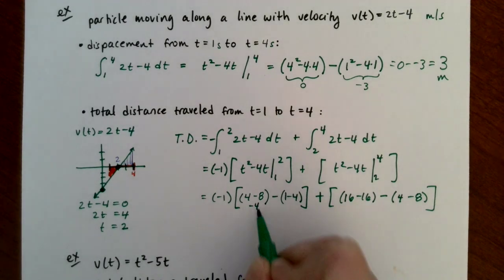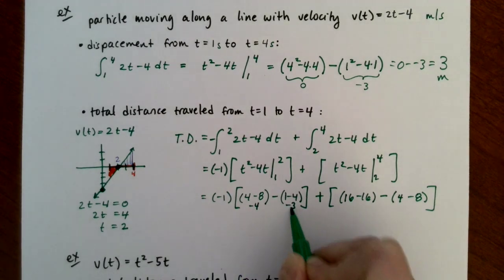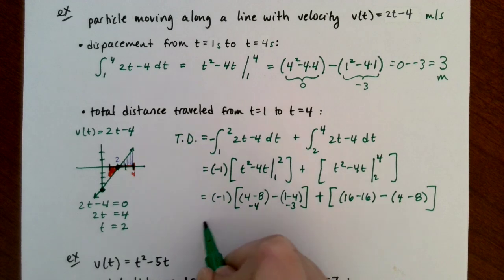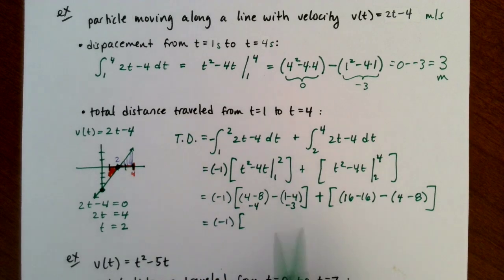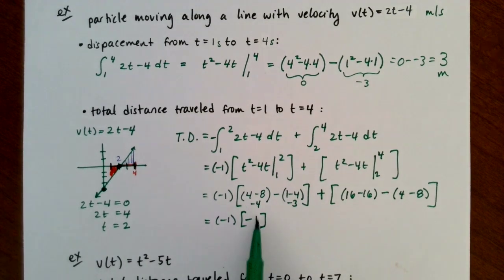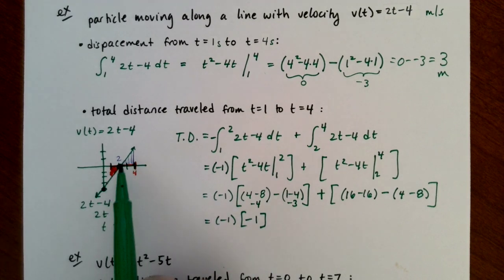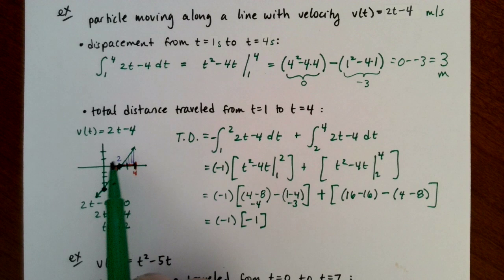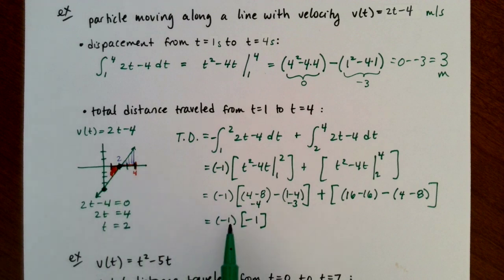4 minus 8 is -4. 1 minus 4 is -3. So here I have -4 minus -3, so it's -4 plus 3, which is -1. So this -1 right here was the negative area that was counting from this red triangle here. So now we're doing -1 times that, which is going to make it count as a +1 area instead.